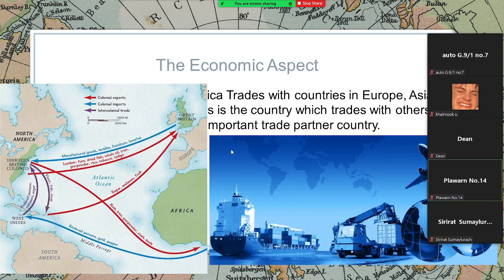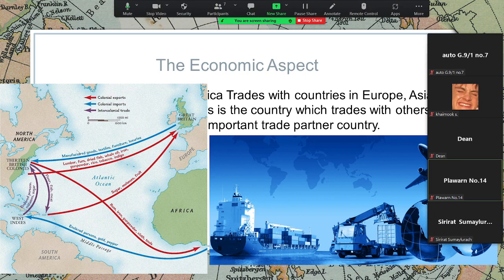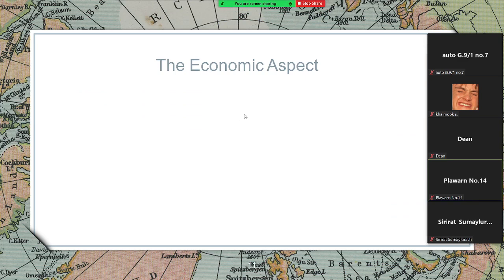You can also see the trading activity here, but this is from an old map, old information, wherein they also traded slaves and other things during the colonization of America. That was the time.